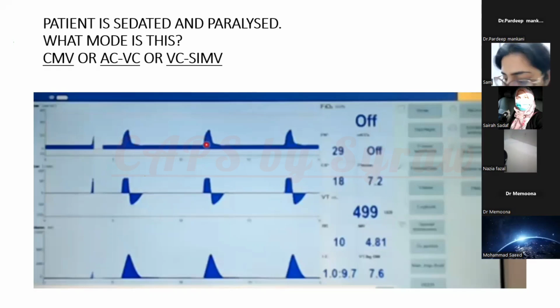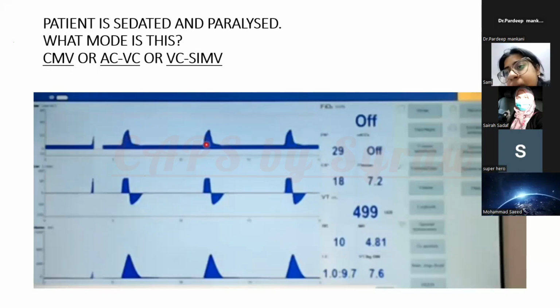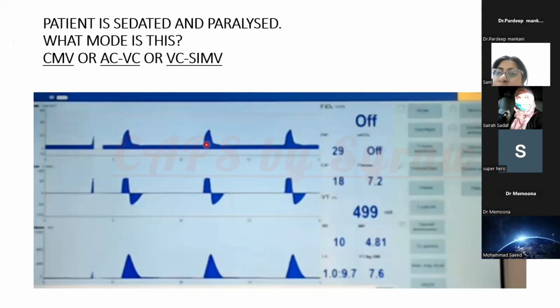Did you understand? Yes, ma'am. Okay. Mamoona, I have a question for you. Yes, sir. As you mentioned, that patient was paralyzed and sedated, and what was the graph showing, which mode is that? So it was CMV or SIMV or AC control. I think, in my opinion, if the patient is paralyzed and sedated, all the modes will behave or work like a CMV mode. So you cannot differentiate on graph basis. Maybe I'm wrong, but just clarification.